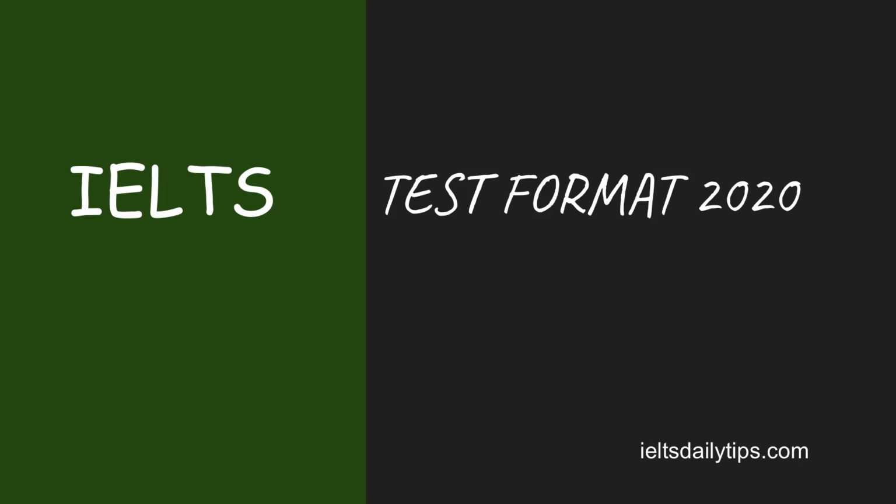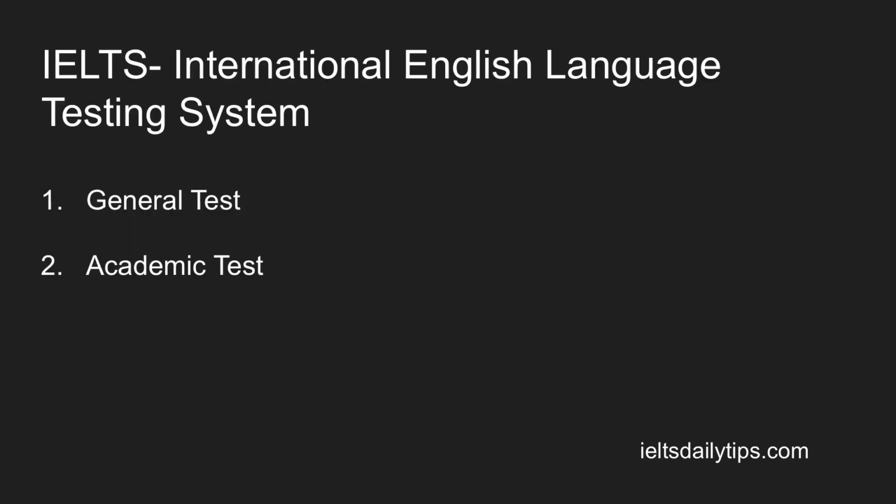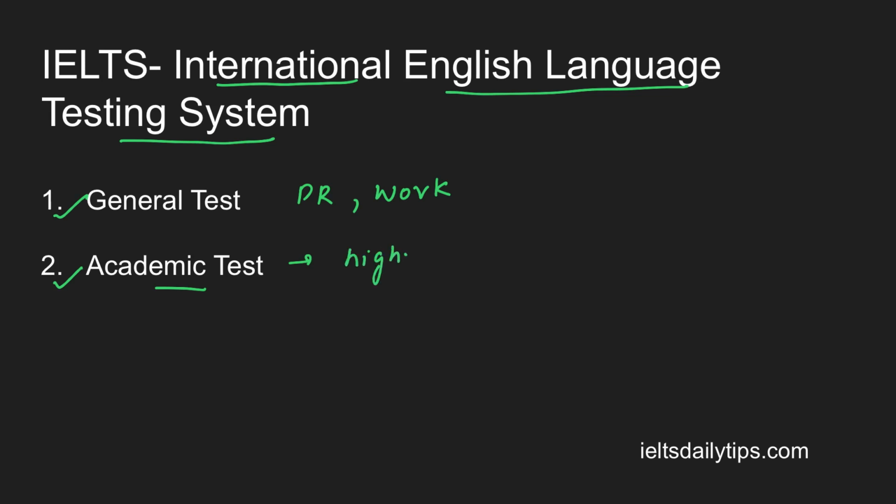In this video, we will be talking about IELTS test format for the year 2020. IELTS stands for International English Language Testing System. IELTS is of two types, the general test and the academic test. Now, the general test is taken by those people who want to immigrate to English-speaking countries for the purpose of PR, means permanent residency, and work. An academic test is taken by those people who want to pursue higher studies in the English speaking countries.